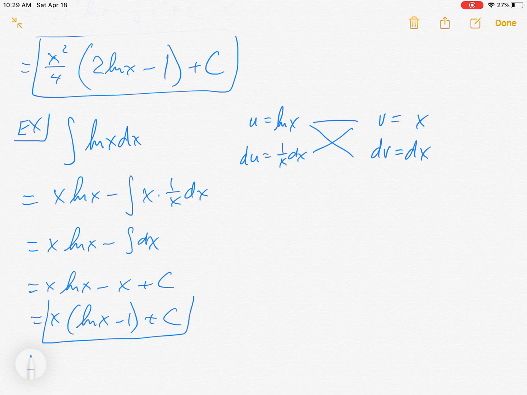You could factor out the x, and you get a really nice looking answer. x times the quantity natural log of x minus 1 plus c. Look at that. We now can integrate ln of x. Really exciting stuff there. I have 3 more examples. This is going to make this a really long video, so I think I'm going to stop it here.